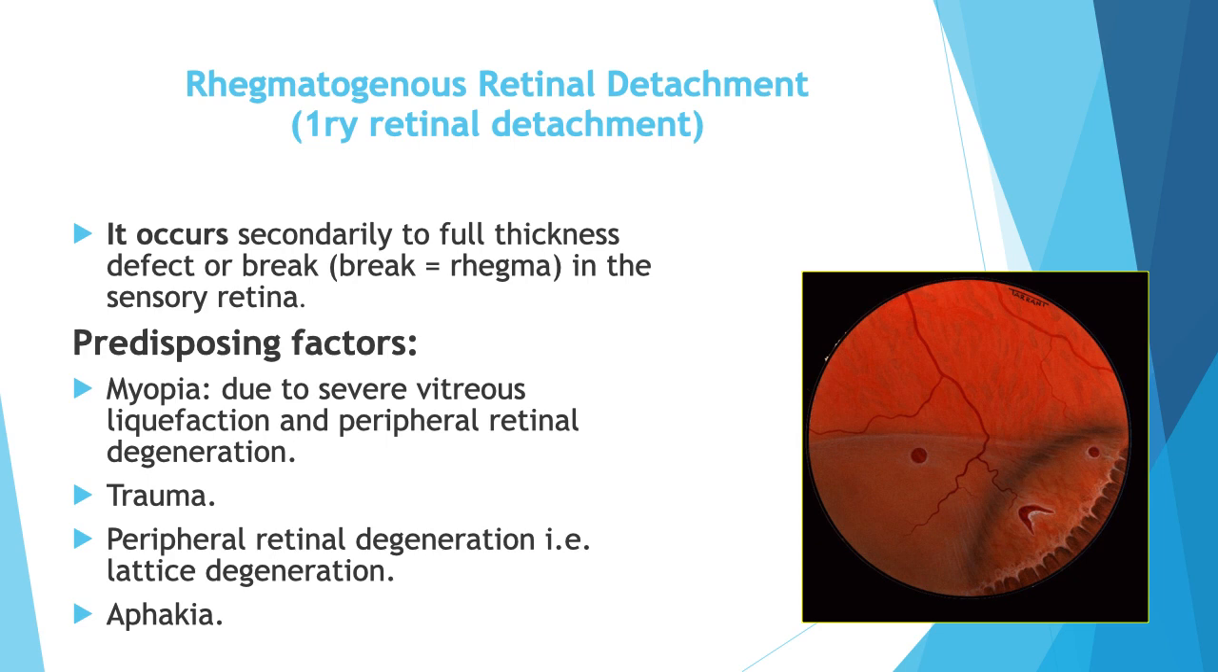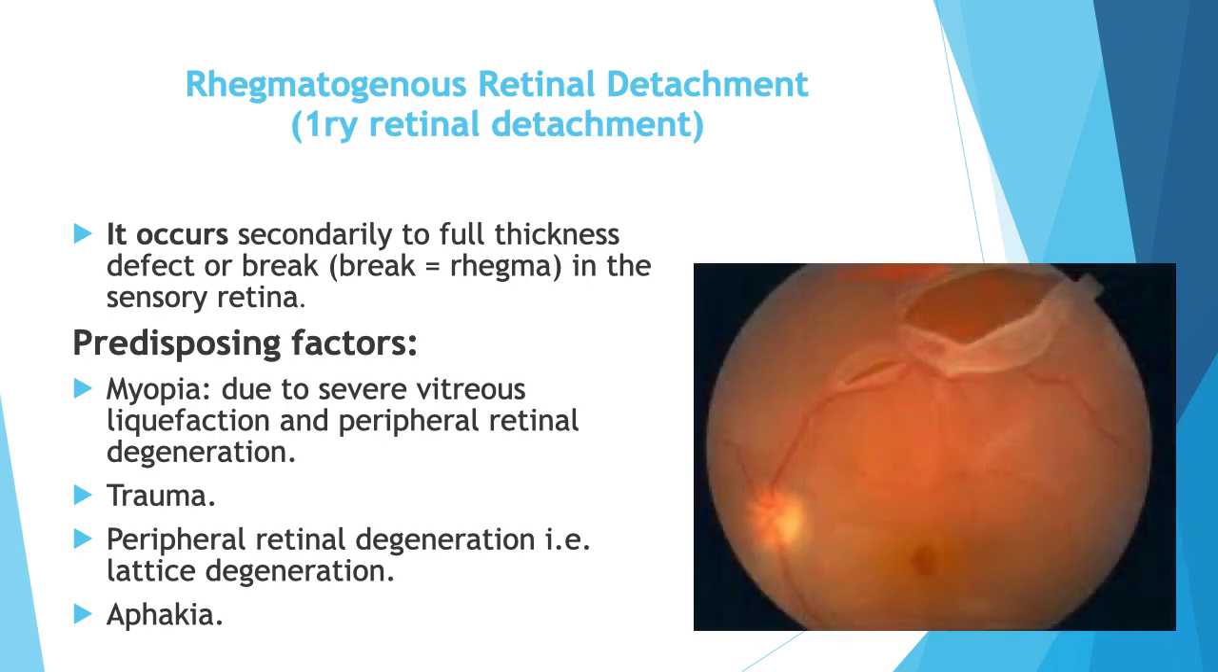Severe blunt trauma, with coup and contrecoup of the vitreous, leads to a tear in the periphery of the retina, and then followed by retinal detachment. Peripheral retinal degeneration, weak areas at the periphery, like lattice degeneration, which is also present in high myopia. And there is aphakia: sometimes complicated cases during cataract extraction will lead to formation of a break due to traction by the vitreous on the periphery of the retina.